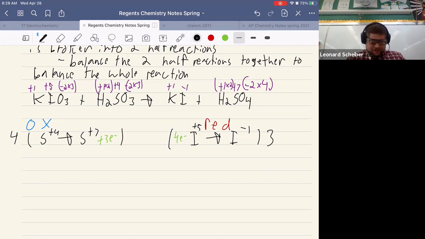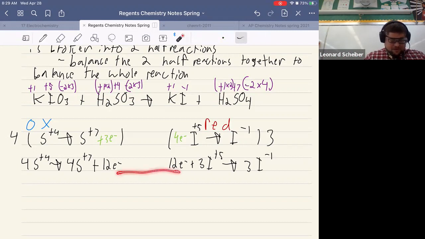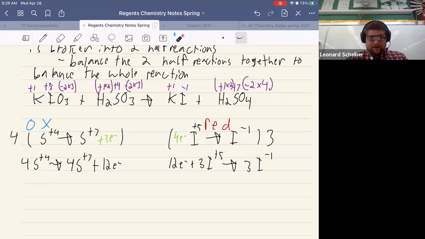So our new oxidation half reaction is 4 S plus 4 going to 4 S plus 7 plus 12 electrons. Our new reduction half is 12 electrons plus 3 I plus 5, yielding 3 I minus. So now that those two are balanced, we're going to use those two as our ratios in our whole reaction.